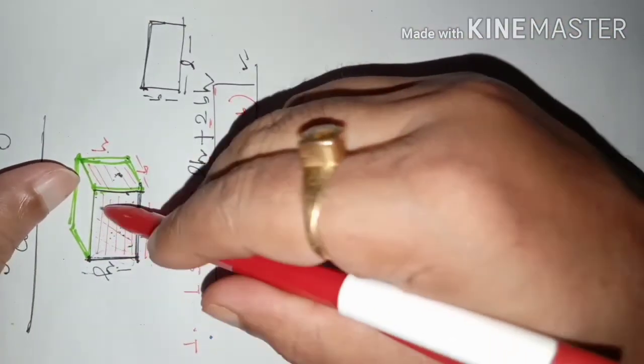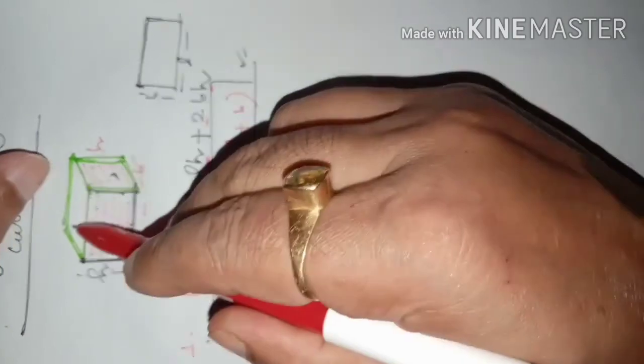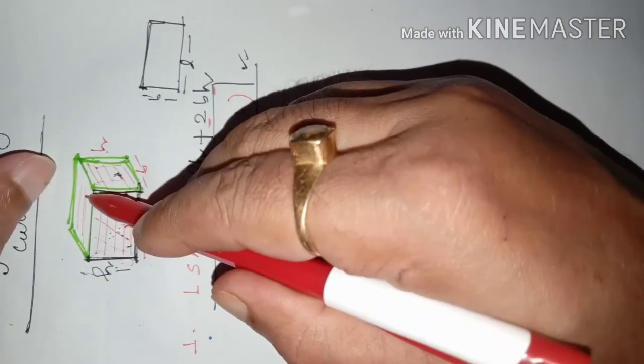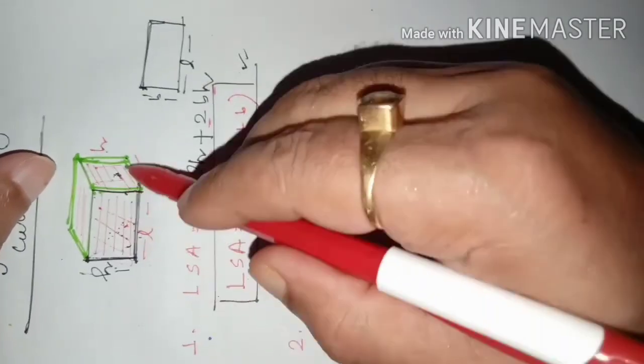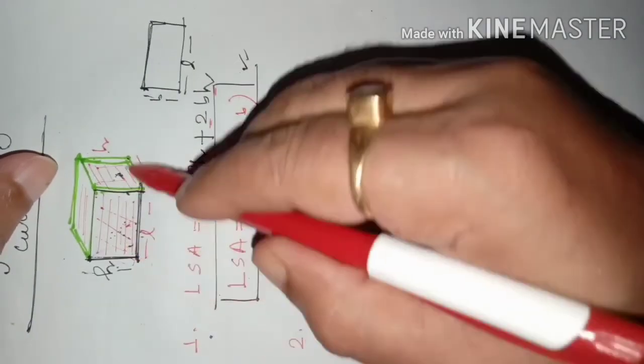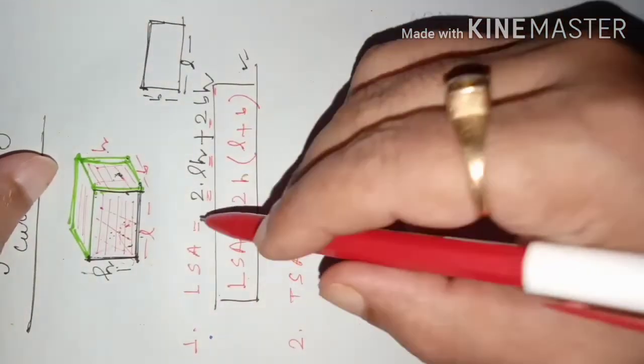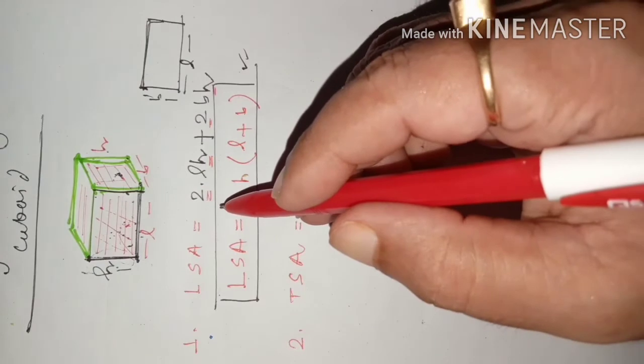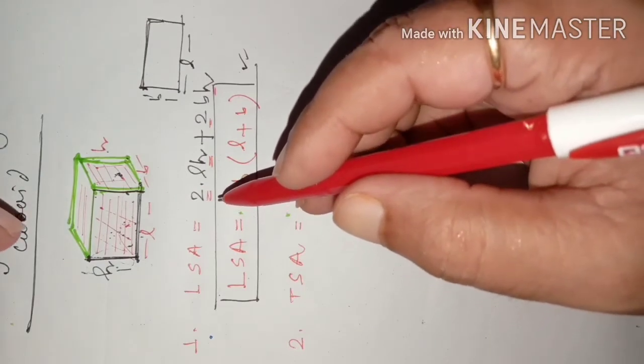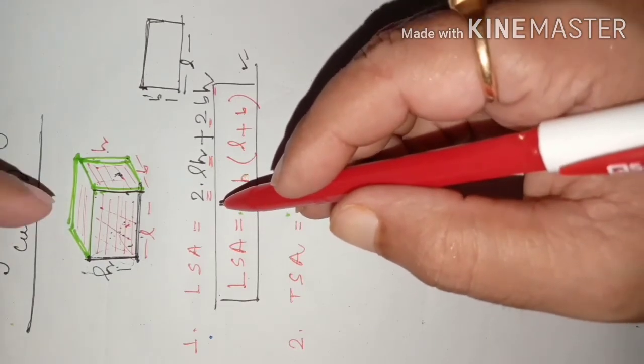Lateral surface area, plus the area of the top, that means the ceiling, and the down area, which means the area of the floor. So in a room, just think, the ceiling above you and the floor where you are sitting, standing, that also you have to consider.